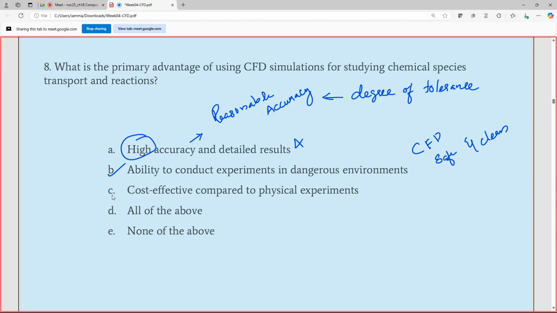Option C is also true, cost effective compared to physical experiments, as CFD can be cost effective. Option D is wrong, since option A is not true, so D cannot be true. Option E also cannot be true. So option B is our answer. C can also be an answer, so B and C can both be considered as answers.